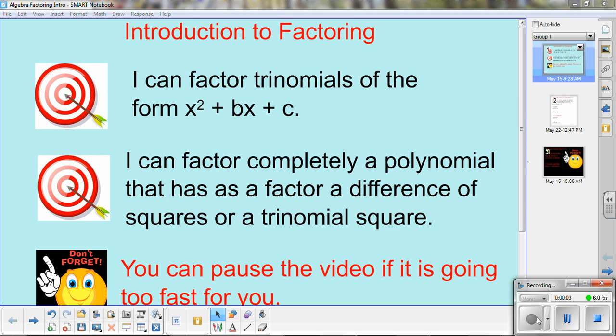In this introduction to factoring, you will factor trinomials of the form x squared plus bx plus c. You will also factor completely a polynomial that has as a factor a difference of squares or a trinomial square.